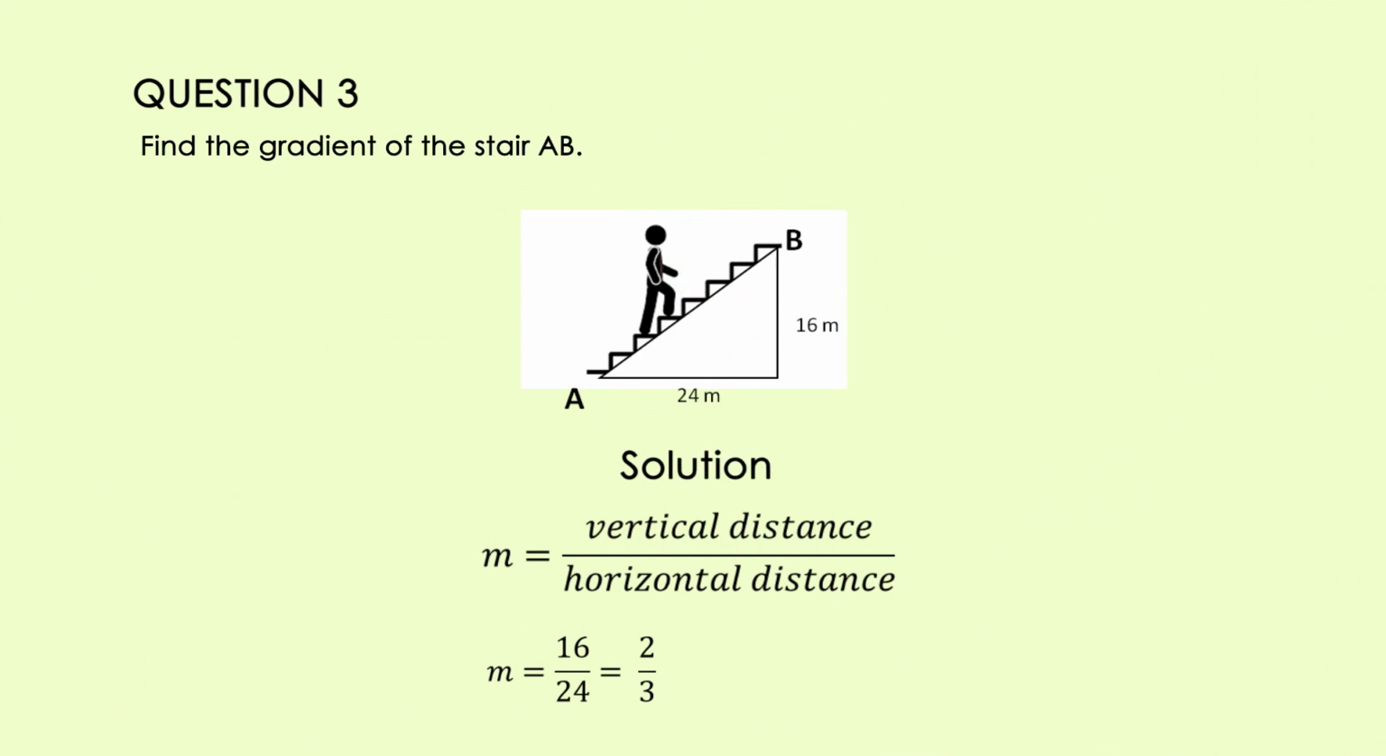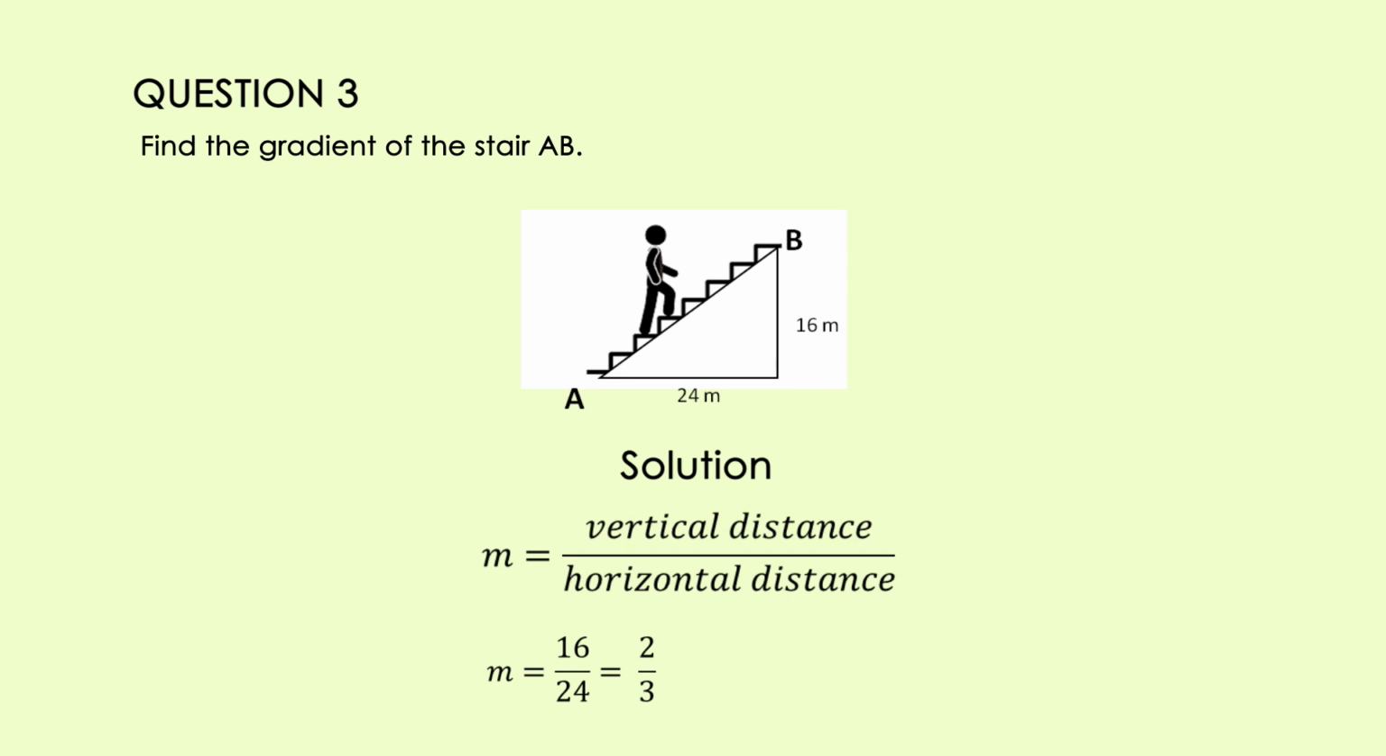Now, let's try this on your own. A simple question just to test your understanding. Question 3. Find the gradient of the stair AB. Alright, let's check your answer. We know the vertical distance to be 16 and horizontal distance to be 24. So, by using the formula, m equals 16 over 24, and we simplify it to 2 over 3. Well done!